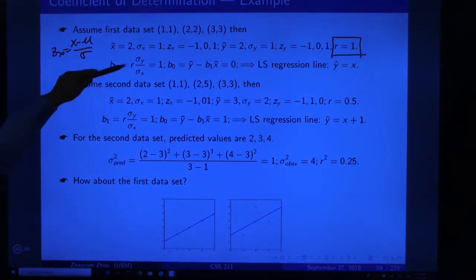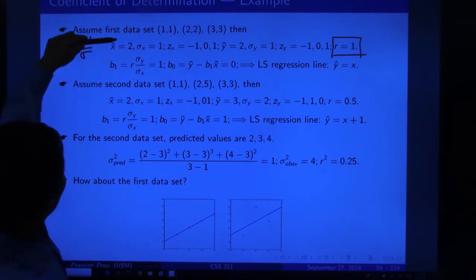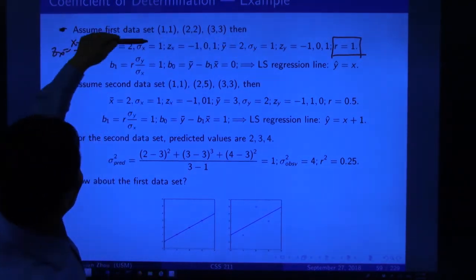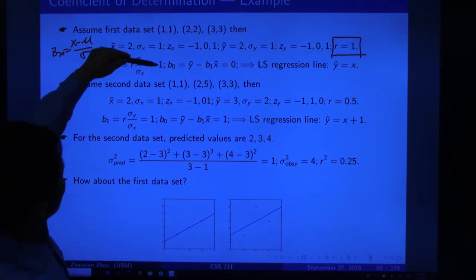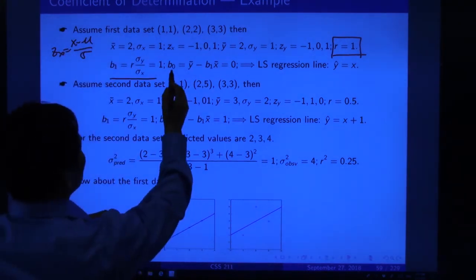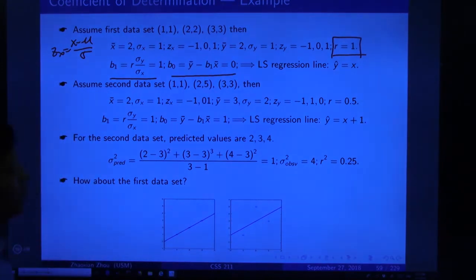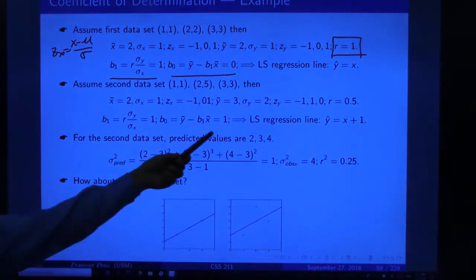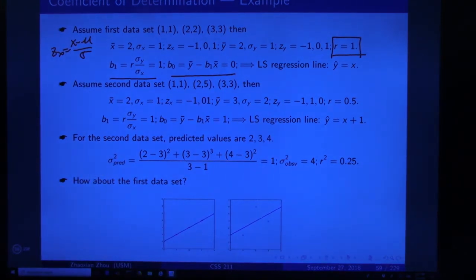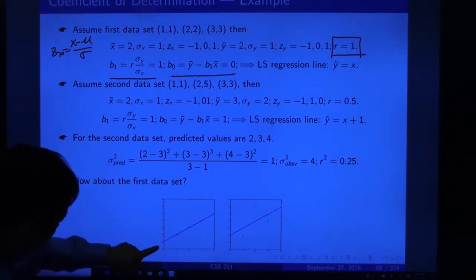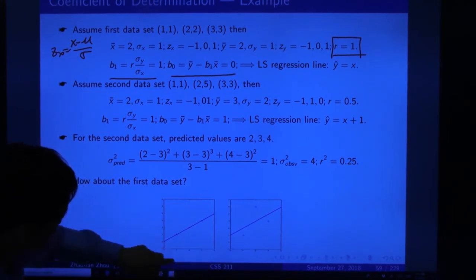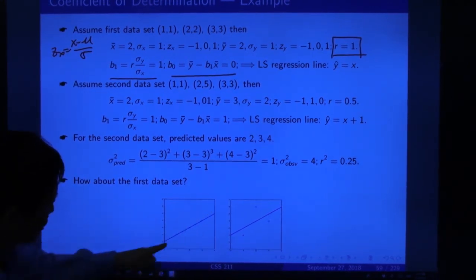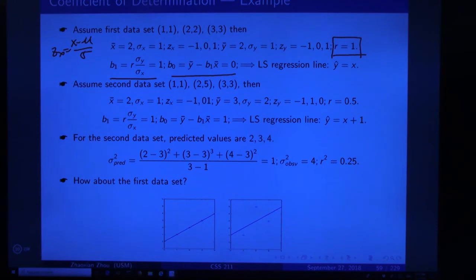And r equals 1, then the slope equals r times sigma y over sigma x. Sigma y is 1, sigma x is 1, so the slope equals 1. And b0 equals 1. So the least squares regression line will be y hat equals x plus 0. So y hat equals x. We plug into this. This is the origin. This one is -1. This is the origin. So this is y equals x. So that's the first one.